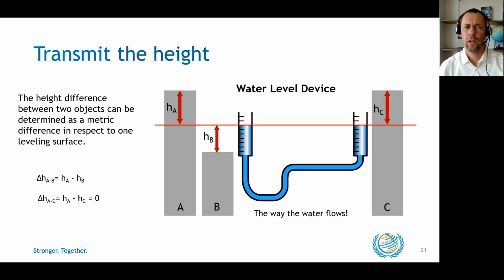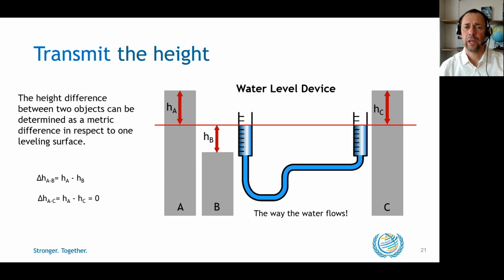But first, let us discuss how to transmit the physical height. How can we measure the physical height difference between two objects at different places? An important step is to establish a reference with the same height. In the second step, we can measure the height difference of any object with respect to this leveling reference.